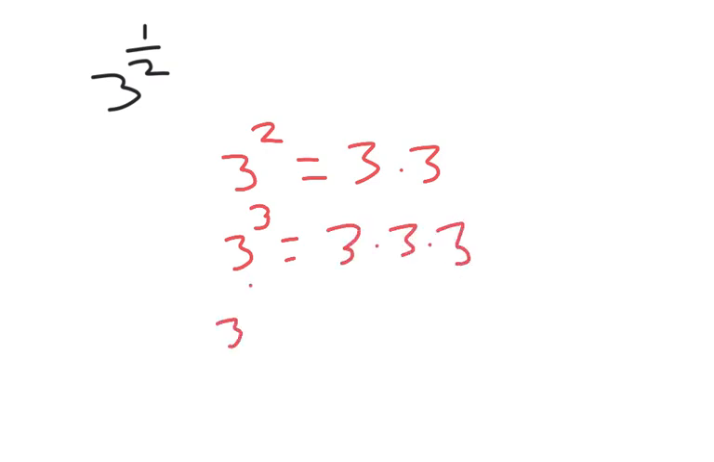What is 3 to the fourth? 3 times 3 times 3 times 3. Okay, but what does 3 to the half mean? You can't multiply 3 by itself half a time. We're multiplying 3 by itself half a time. How do you do that? Exactly. We can't make sense of it. So we need to define a new meaning.